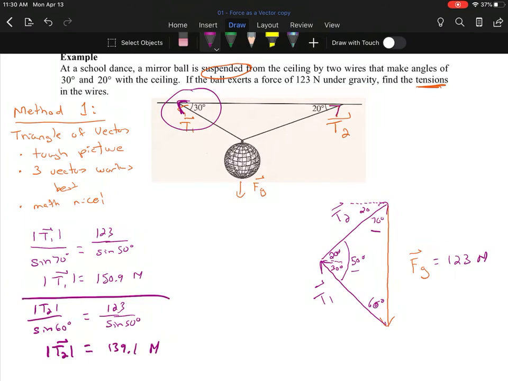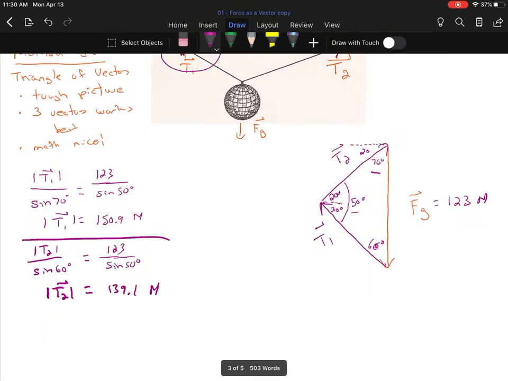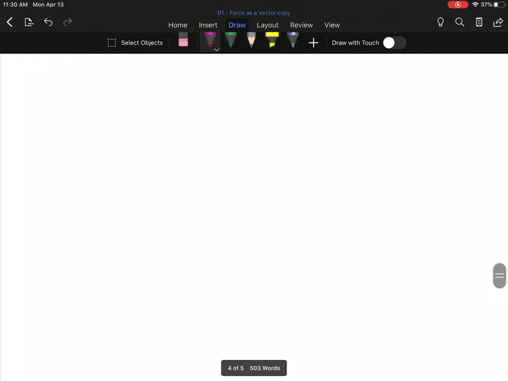Again, it would be 123 sine 60 divided by the sine 50. I just have to rearrange that with a little cross multiplication. So I like this method for three vectors because once I have the diagram, finding the actual size of the vectors is not too difficult. But you got to do a very careful diagram on that, and that takes some practice. So when you get to the homework questions like this one, come back to this video and carefully walk through how I set up the three vectors there.